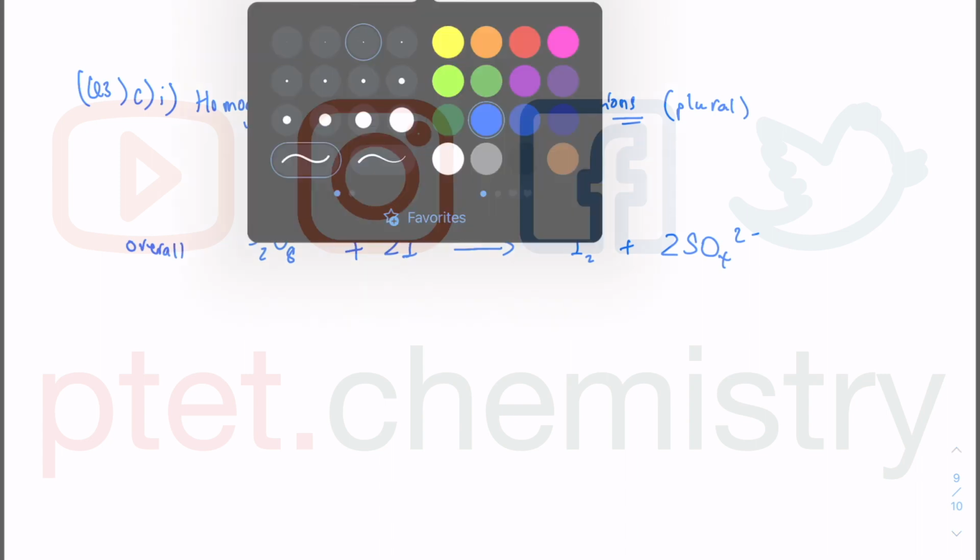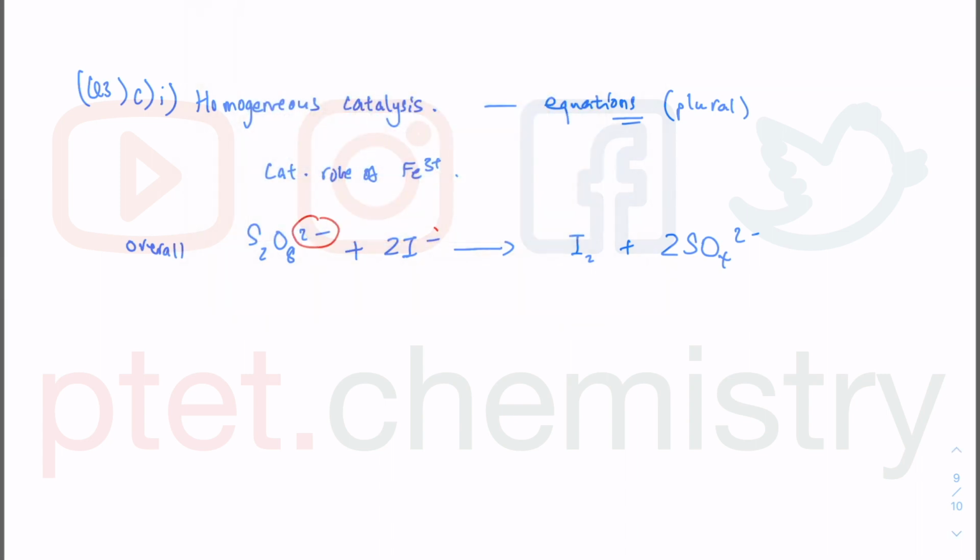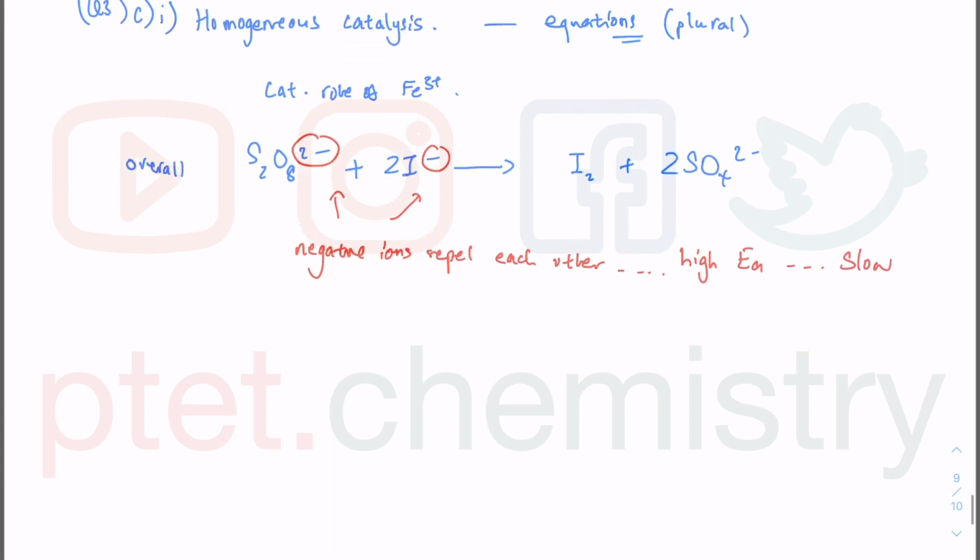I hope you can appreciate that this is a 2- and this is a 1-. Negative charges repel, so negative ions repel each other. That means if you want them to react, they have to collide with each other. That's going to give you a high activation energy, slow reaction. So what is going to be your catalyst? Your catalyst involves reacting with iron. When you think about this, the iodine there is iodine -1, the iodine there is iodine 0. So that is an increase in oxidation number. So this is oxidation. My catalyst here, they say add a few drops of iron 3+.